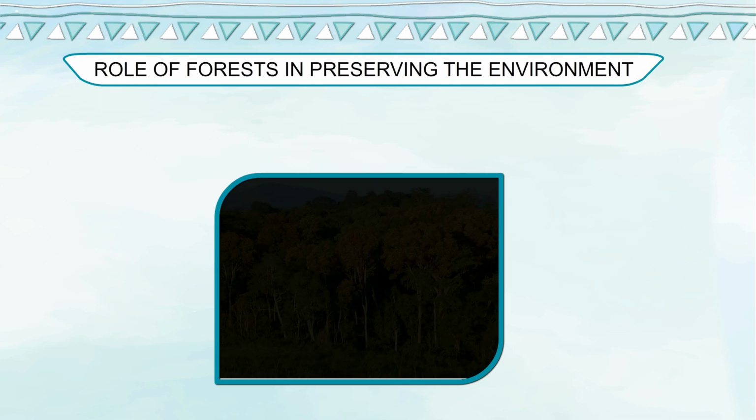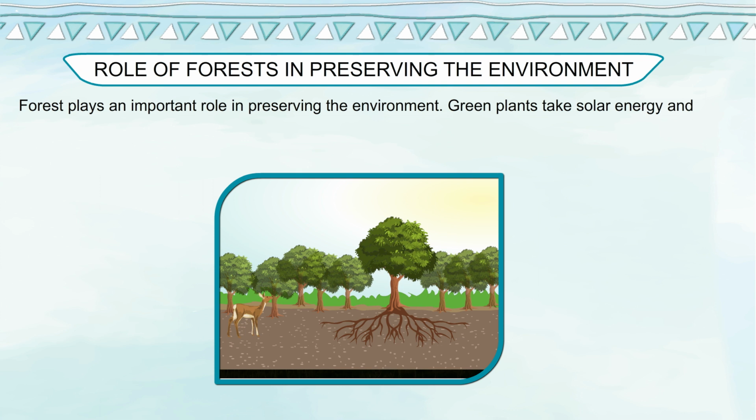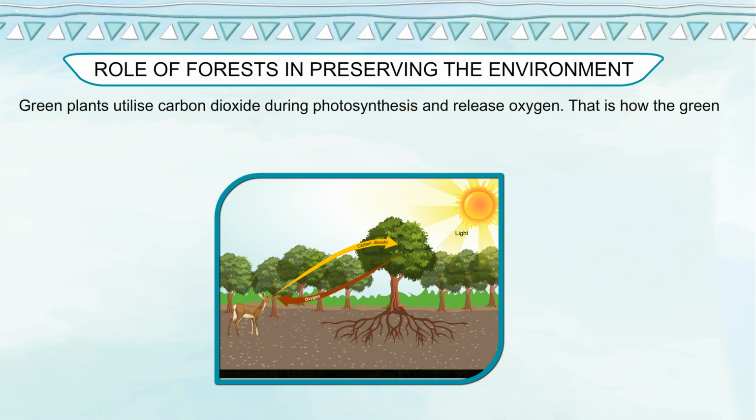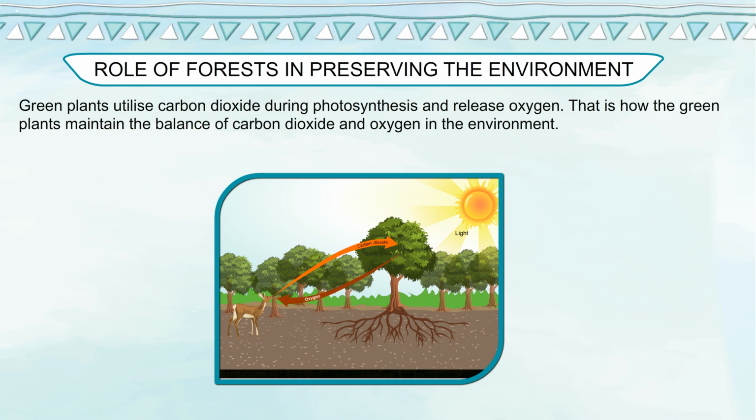Role of forests in preserving the environment. Forest plays an important role in preserving the environment. Green plants take solar energy and convert it into chemical energy while making food. Thus, solar energy is transferred to other living beings through the green plants. Green plants utilize carbon dioxide during photosynthesis and release oxygen. That is how the green plants maintain the balance of carbon dioxide and oxygen in the environment.